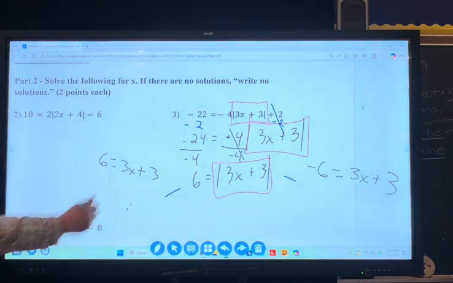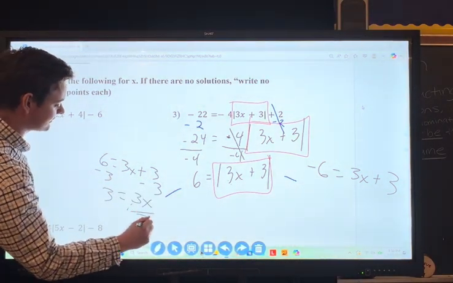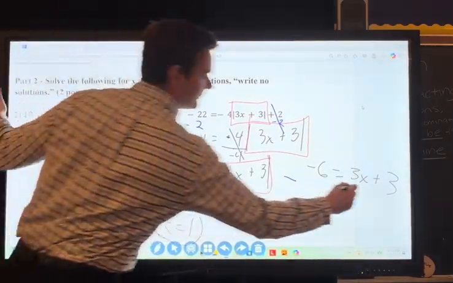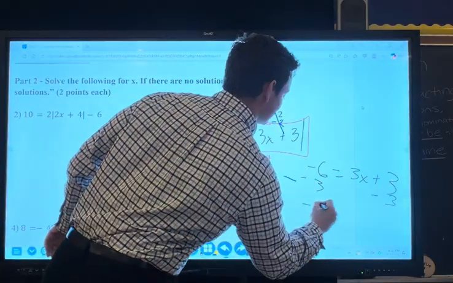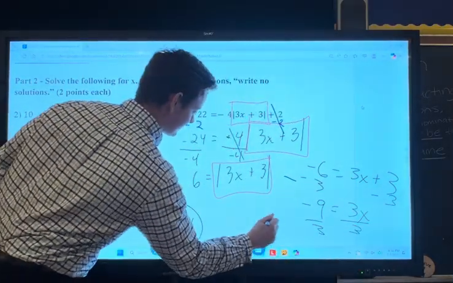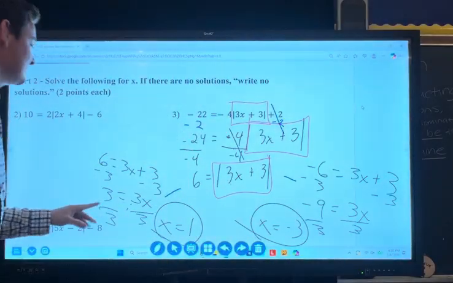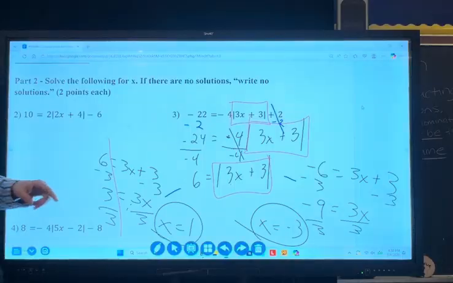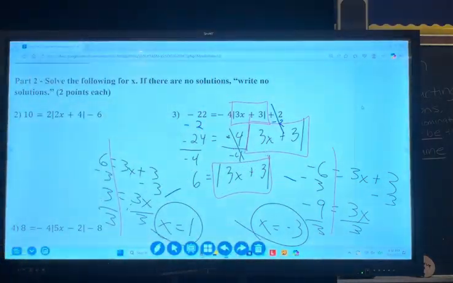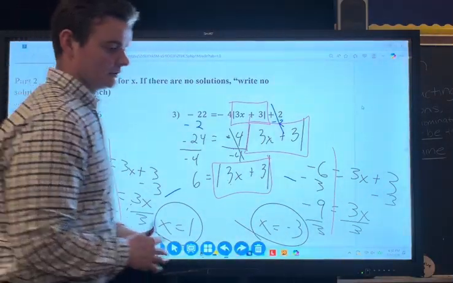To solve this for x, minus 3 equals 3x, divide 3, x equals 1. Minus 3, negative 9 equals 3x, divide 3, x equals negative 3. All I did there was just solve each of these for x by moving over the numbers. And these are my two answers there. Cool.